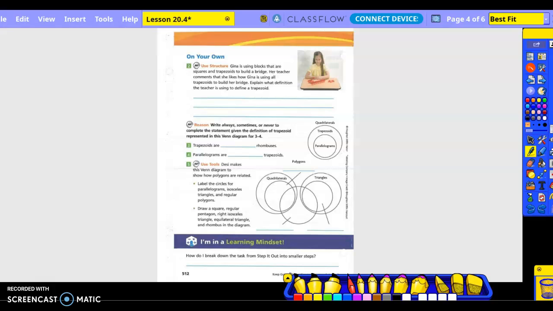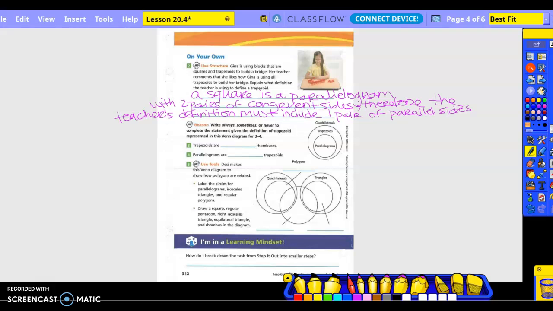On your own, number 2, use structure. Gina is using blocks that are squares and trapezoids to build a bridge. Her teacher comments that she likes how Gina is using all trapezoids to build her bridge. Explain what definition the teacher is using to define a trapezoid. A square is a parallelogram with 2 pairs of congruent sides. Therefore, the teacher's definition must include 1 pair of parallel sides. Okay, so that's what we came up with for what the teacher must have thought.